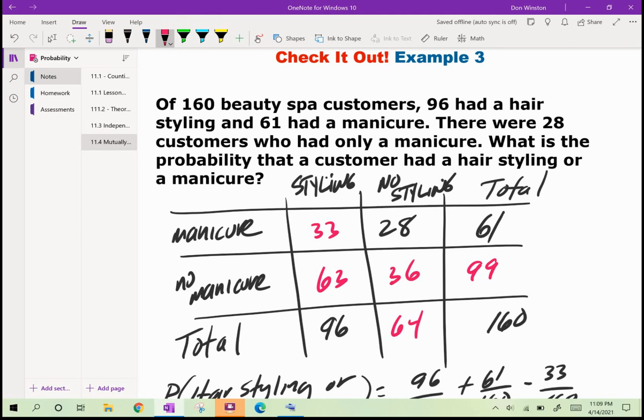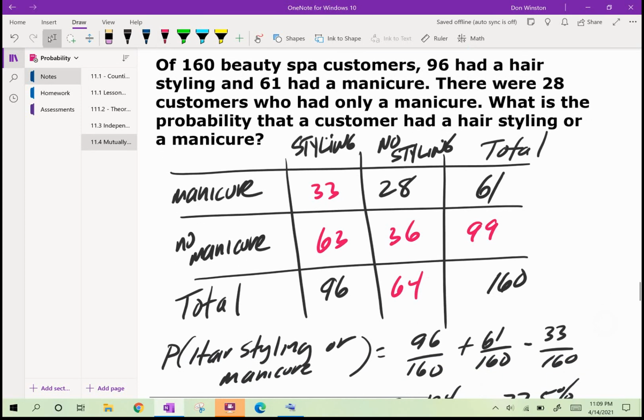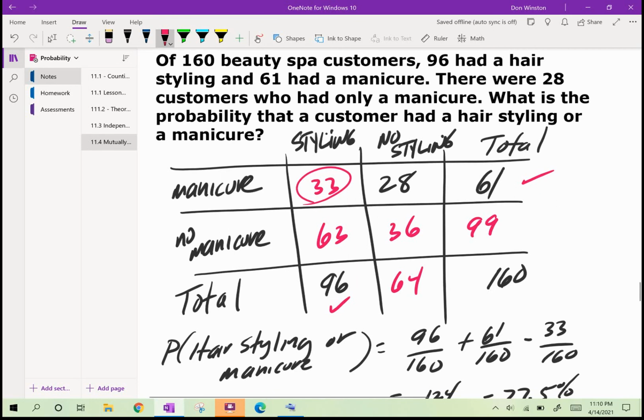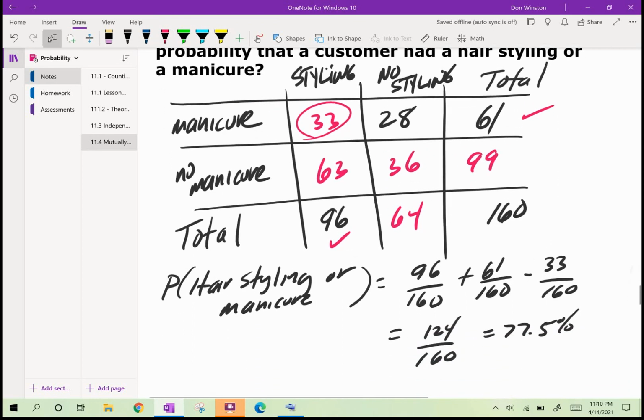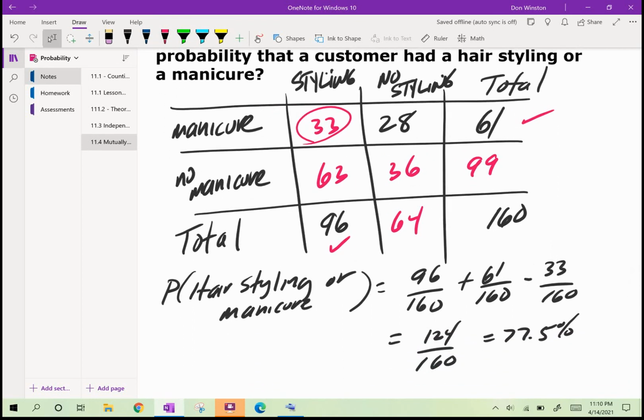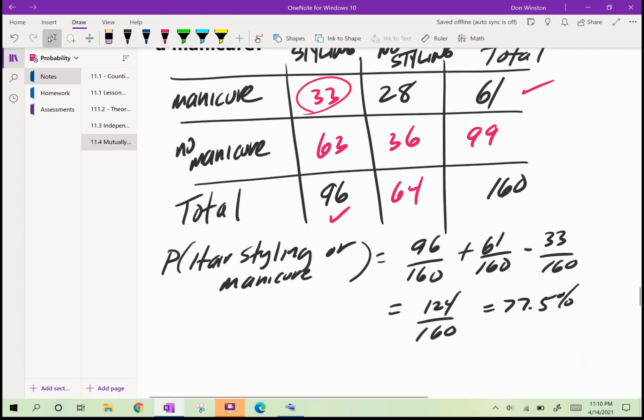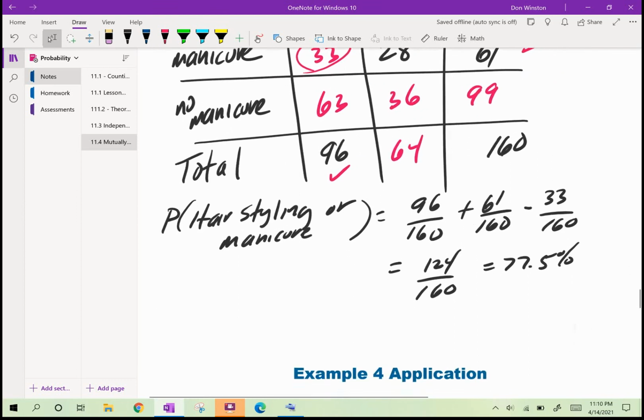What is the probability that a customer had hairstyling or a manicure? So there were 96 of those who had hairstyling, and 61 who had a manicure in total. But I have to subtract off those who had a manicure and styling. Otherwise, that'd be double counting. So 96 out of 160 plus 61 out of 160 minus 33 out of 160. So that will be 124 divided by 160, which is 77.5%.